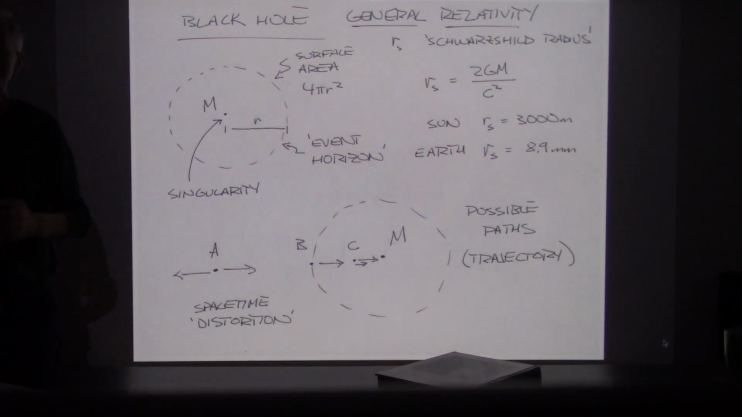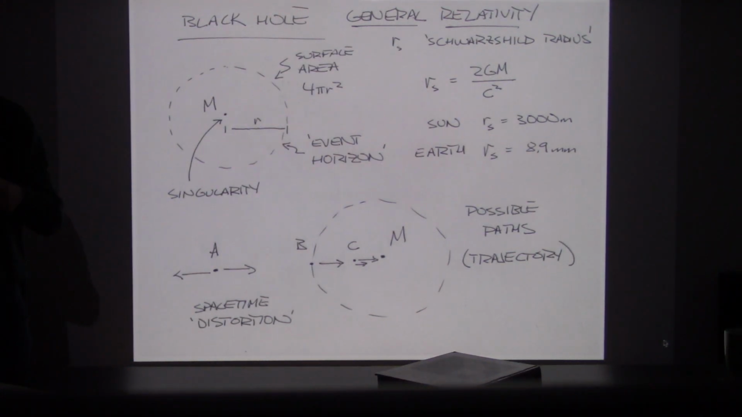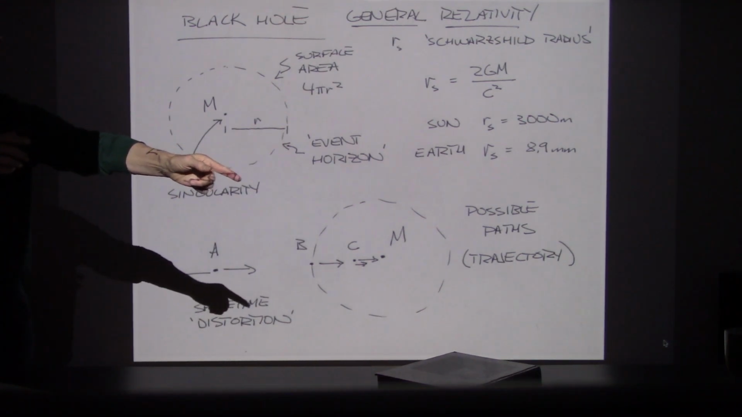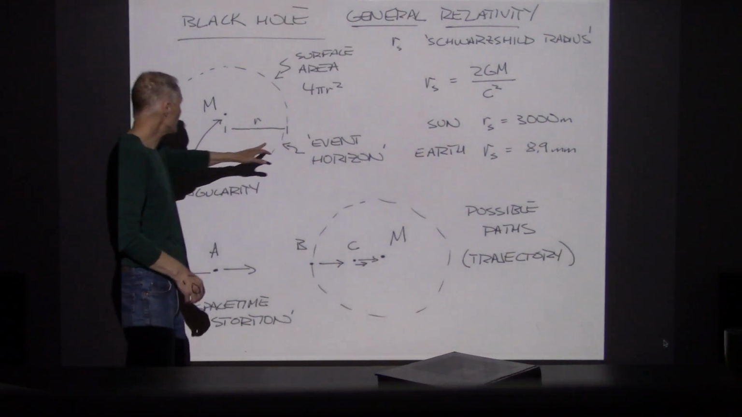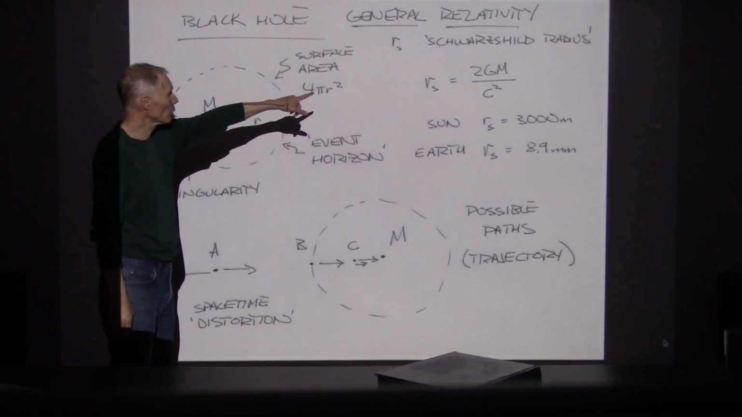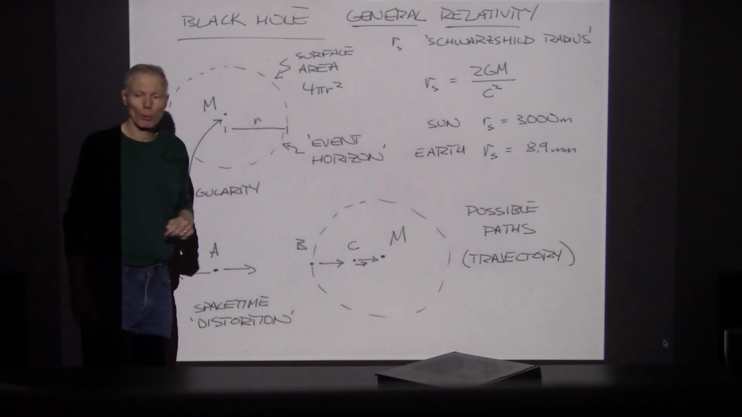There are no paths leading back out of the black hole going forward in time. You'd have to go backwards in time to find a path that would lead you back outside the black hole, or back outside the event horizon or the Schwarzschild radius for that.